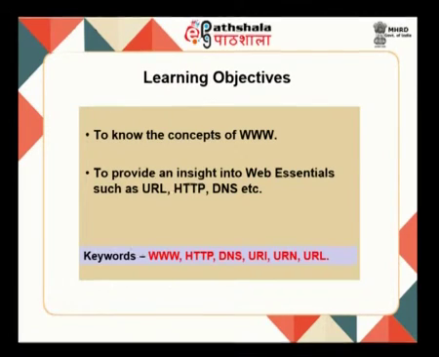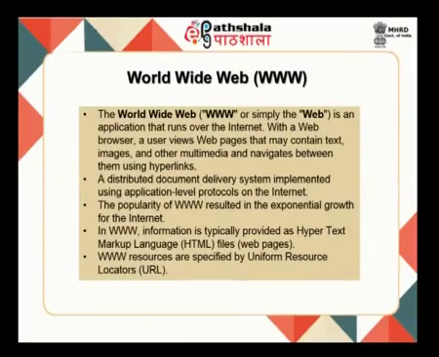The World Wide Web is actually an application that runs on the internet, and it provides the information to the users. The users try to access the web pages through a web browser, that is software that runs on the client side, and access the information from a web server. It also provides navigation to go from one web page to another web page. It is a distributed document delivery system that is implemented using application level protocols over the internet. And the popularity of the WWW has provided exponential growth to the internet.